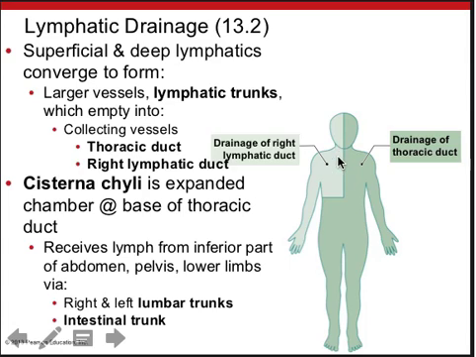The right lymphatic duct drains the right arm and shoulder and the right thoracic region, the right side of the head and neck, and the thoracic duct drains everything else. Now, why that is, I honestly couldn't tell you.